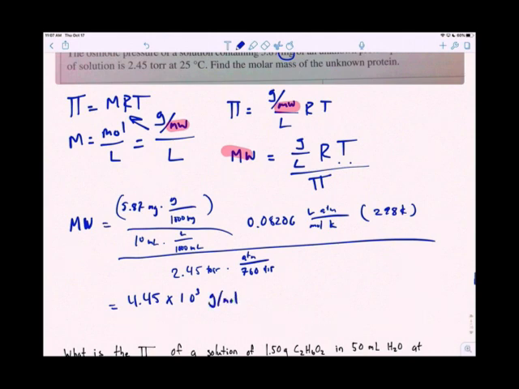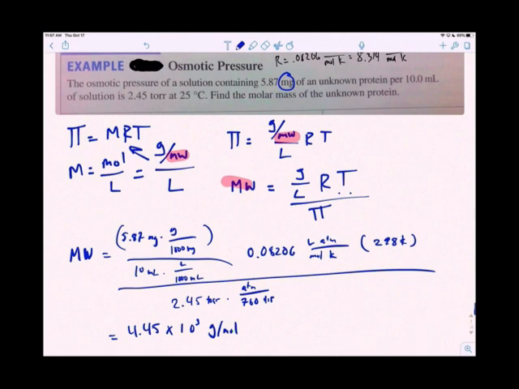So that's a big molecule, right? Water is 18 grams per mole, and this is 4,450 grams per mole. So it lets you know some things about proteins. Proteins are huge. Proteins are big molecules, and they're made of amino acids. So you can learn about that more if you take biology or biochemistry.